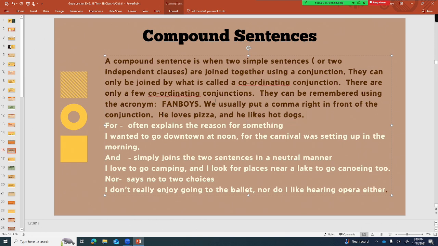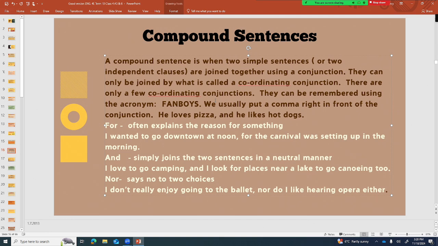Now, the different conjunctions have different meanings. You can't just use any conjunction. You have to make sure that if you're joining two simple sentences, that you're using the right conjunction that conveys the kind of idea you're trying to convey, right? Like, for is usually used to explain the reason for something. I wanted to go downtown at noon, for the carnival was setting up in the morning.